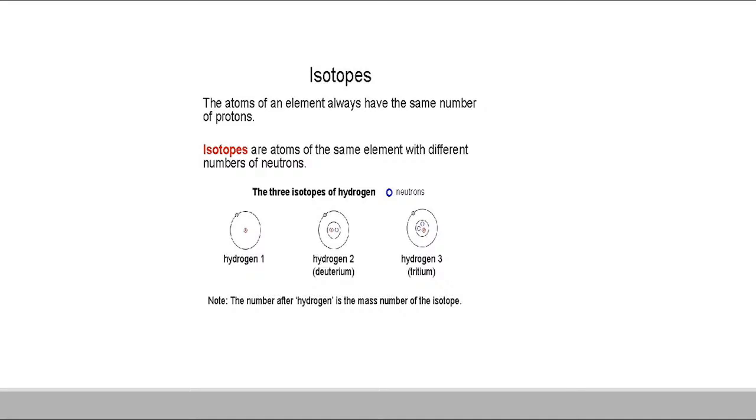Isotopes. The atoms of an element always have the same number of protons. Isotopes are atoms of the same element with different numbers of neutrons. The 3 isotopes of hydrogen have 0, 1 and 2 neutrons, with mass numbers 1, 2 and 3. Thus, the number after the element name is the mass number of the isotope.